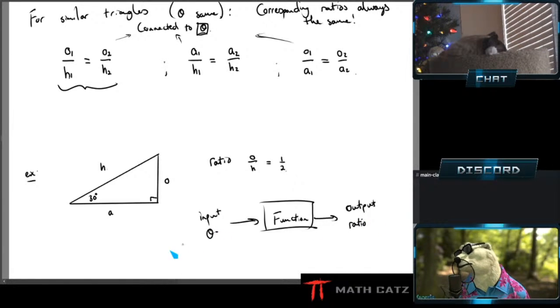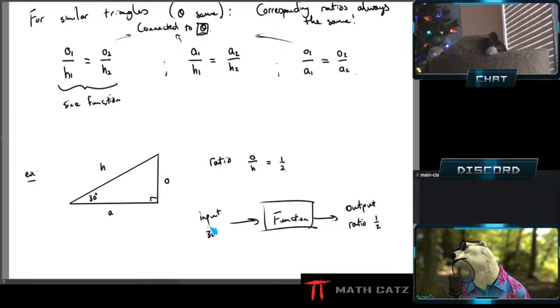Let's say here I put in 30, make it specific. I put in 30 degrees, it gives me the ratio 1/2. A function is simply this calculation. Sometimes it's an actual calculation, sometimes it's looking it up in a book, sometimes it's the calculator looking it up in the book. Either way, they could go and figure out these ratios on their own. So this function that gives me the ratio opposite to hypotenuse is called the sine function.